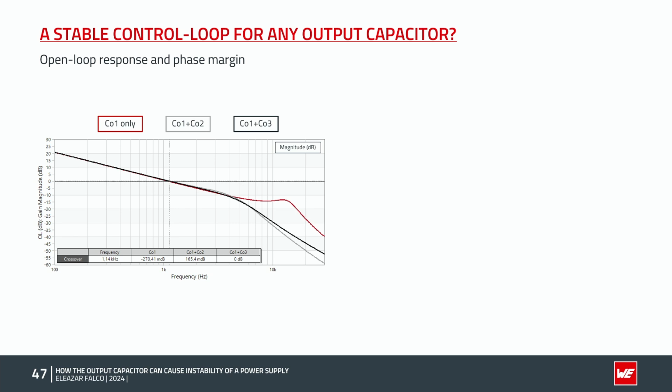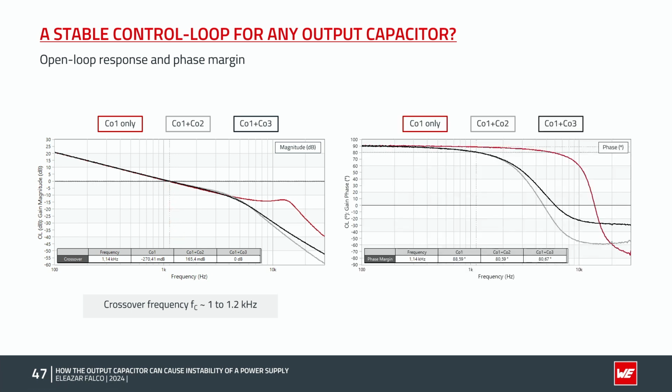And here we have the measured magnitude curves of the open loop response for each output capacitor solution with our newly designed type 1 compensator. Note how they all cross over at around 1 to 1.2 kHz here. And here on the right, we see the phase curve results. The phase margin stays above 80 degrees for the cases of CO2 and CO3, and nearly 90 degrees for the case of the MLCC capacitors only, so CO1 only.